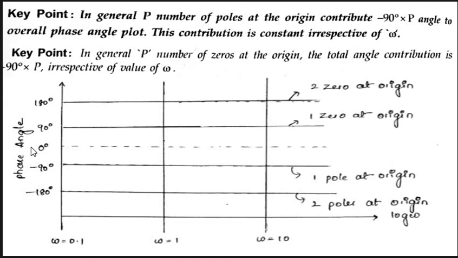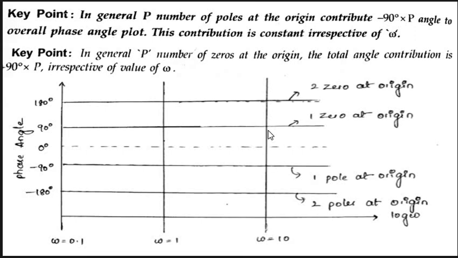Here also the 0 degrees line is the horizontal reference line. Above this 0 degrees line, the degrees are positive. Below this 0 degrees line, the degrees are negative. So the condition is irrespective of omega, whatever the omega value may be, the angle contribution is here plus 90, here plus 180. So if omega is equal to 0.1, the phase is 90 degrees. Omega is equal to 1 also, phase is 90 degrees. Omega is equal to 10 also, phase is 90 degrees, and so on.